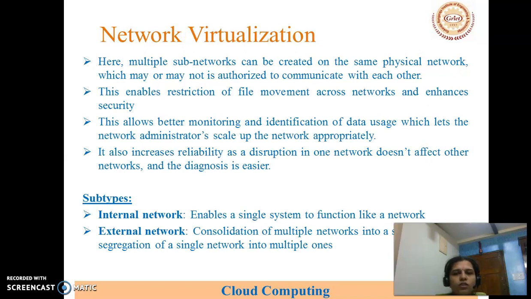Next one is network virtualization. Here, multiple subnetworks can be created on the same physical network, which may or may not be authorized to communicate with each other. This enables the restriction of file movement across the networks and enhances security. This allows better monitoring and identification of data usage, which lets the network administrator scale up the network appropriately. It also increases reliability, as a disruption in one network does not affect other networks, and diagnosis is easier. The subtypes are internal network and external network. Internal network enables a single system to function like a network, whereas external network is the consolidation of multiple networks into a single one or segregation of a single network into multiple ones.